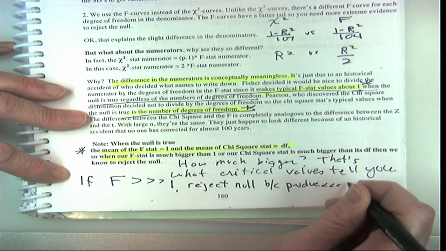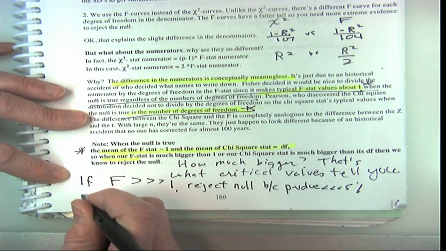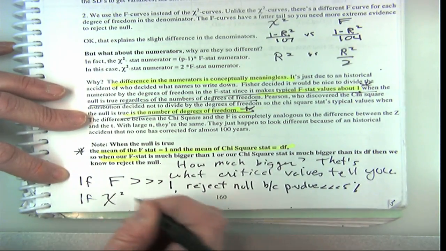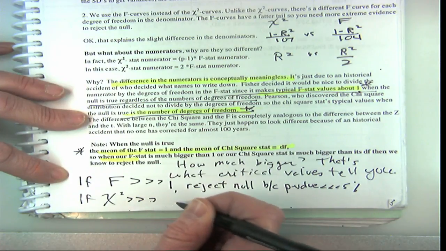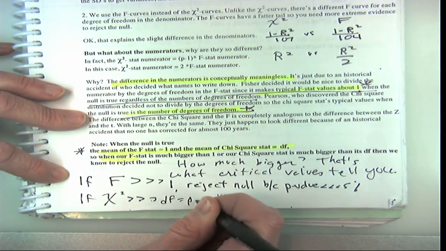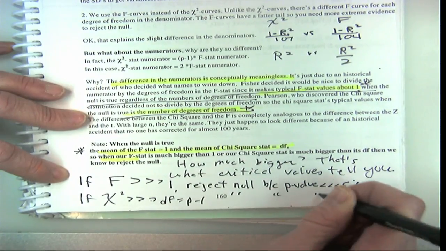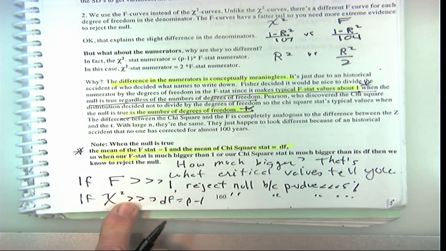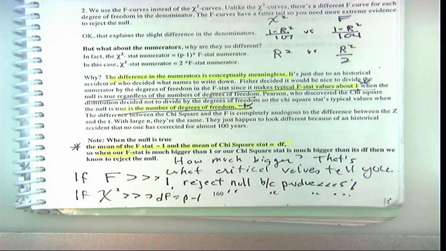Is much, much less than 5%. But then for the chi-squared, if it's much, much bigger than what? Its degrees of freedom, which is what? P minus 1, then reject the null because the p-value is much less than 5%. So that's a nice way that you can just look at something and get some intuition. And now let's do the end of these problems.